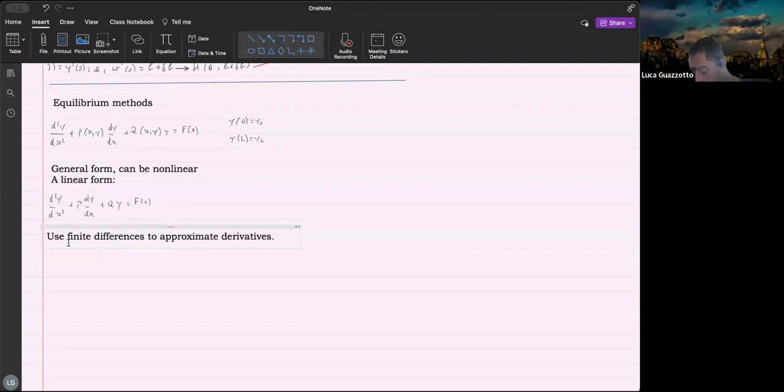The second derivative of y with respect to x squared, I'm going to approximate with, let's say at some point x sub i, x sub i plus 1 minus 2 x sub i plus x sub i minus 1, divided by delta x squared.